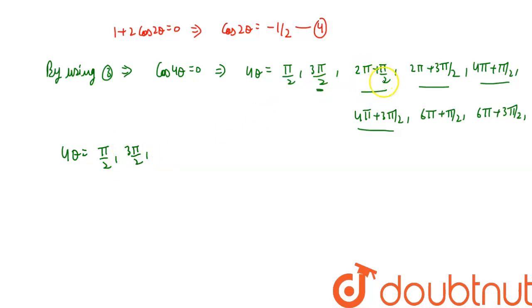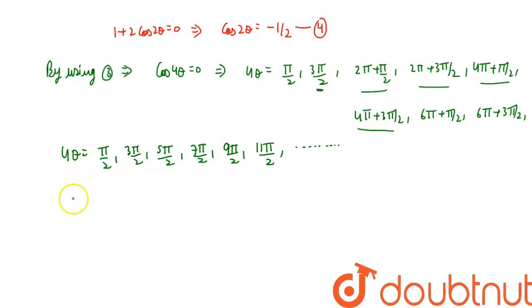From here we get 2 pi plus pi by 2, that is 4 plus 1, that is 5 pi by 2. From here we get 4 pi plus 3 pi by 2, that is 7 pi by 2. From here we get 8 pi plus pi by 2, that is 9 pi by 2. From this we get 8 plus 3, that is 11, so here we get 11 pi by 2. Like this, and this goes on up to infinity.